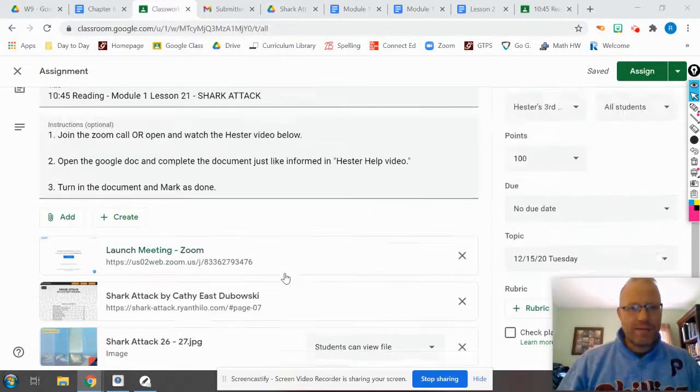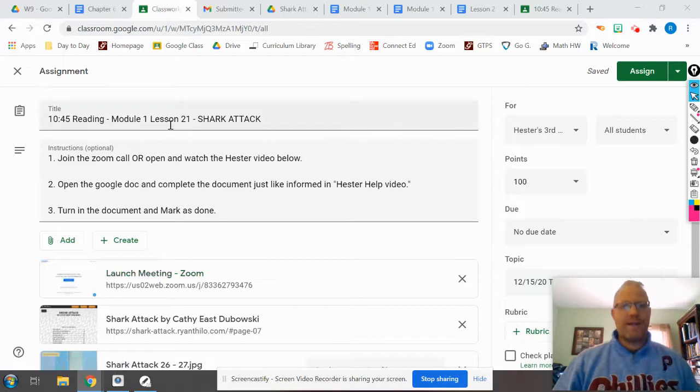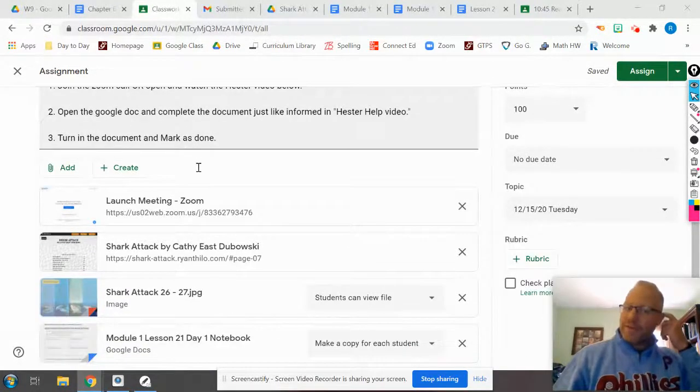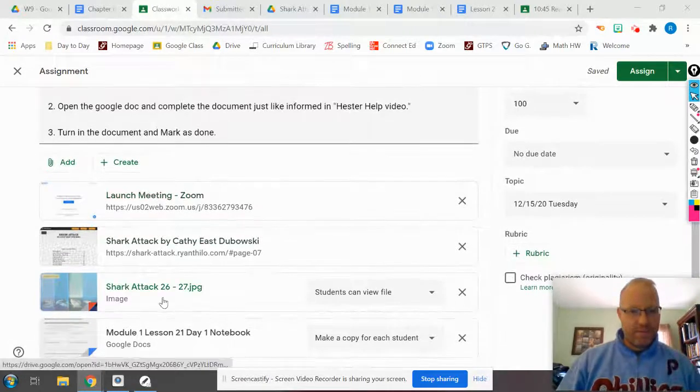Today we are going into Module 1, Lesson 21. It's Shark Attack, Chapter 3, and this chapter is called Sharks and Safety. As we go into this, I do have a document for you to look at.